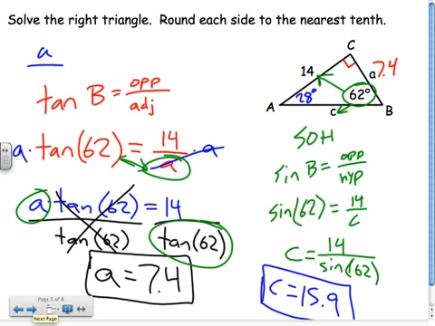So there you go. You just got to look at the angle you're using, figure out which trig ratio you want to use, and then go through your algebra and solve.